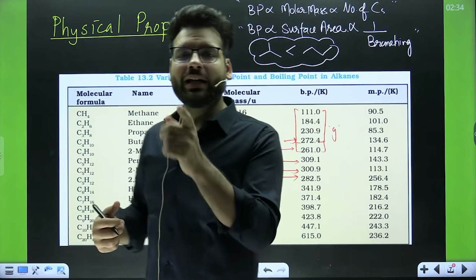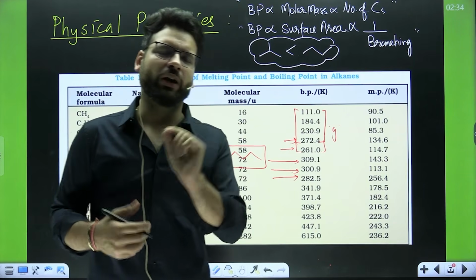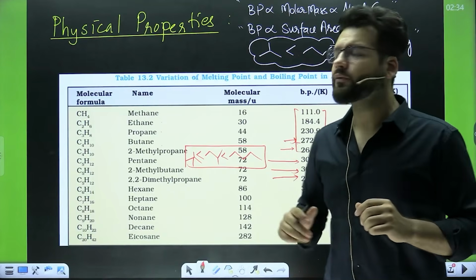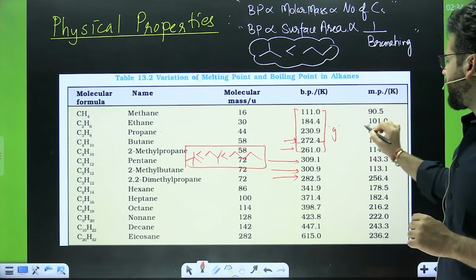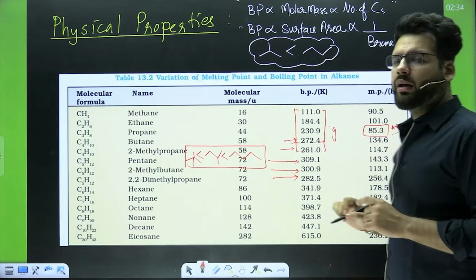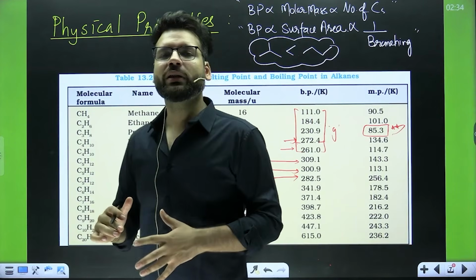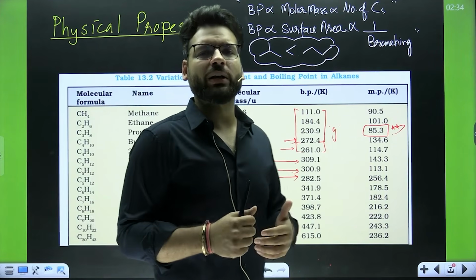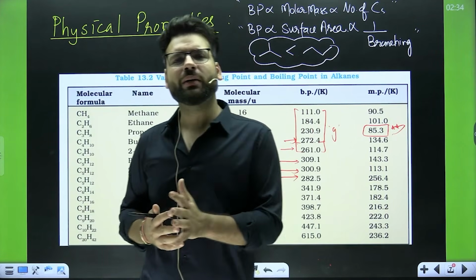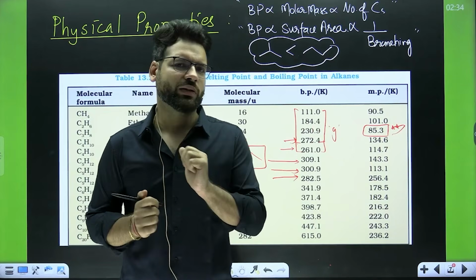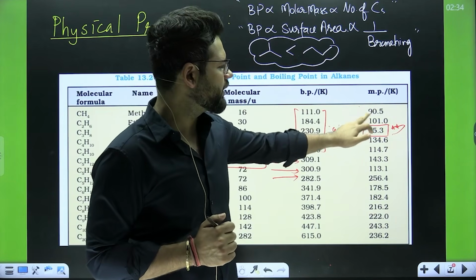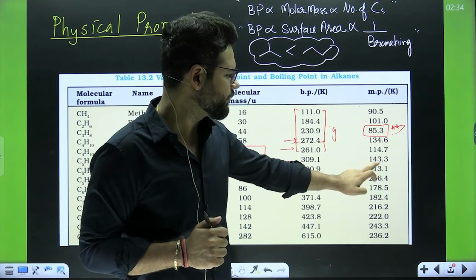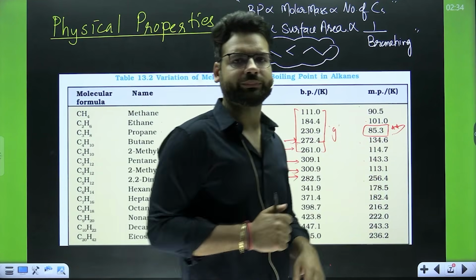Now going to the melting point, remember it as a factual point that propane has the least melting point out of all the alkanes. If you look at the value, propane 85.3. It is found that odd number carbons do not have very good packing. So melting point depends on packing efficiency. Odd carbons have poor packing, so propane has the least melting point. Propane, then methane, then ethane, and then it continues normally. Butane, pentane, hexane, heptane, like that.